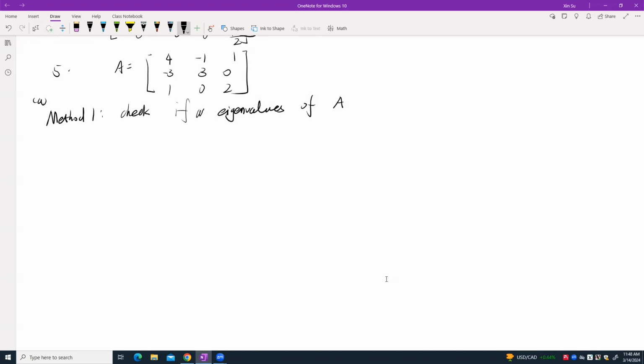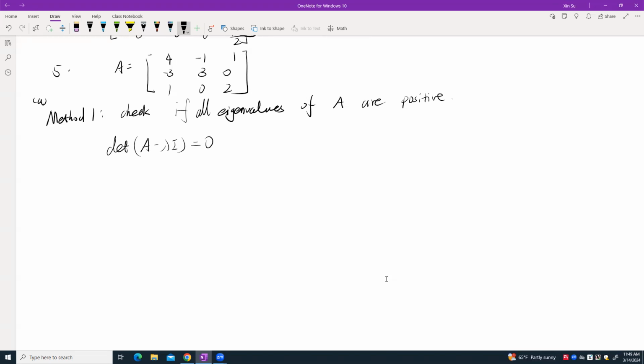If all the eigenvalues of A are positive. I would not suggest doing this because I hate to calculate the eigenvalues. But let's take a look at the eigenvalues we have in this example, and then we are going to get the characteristic polynomial.